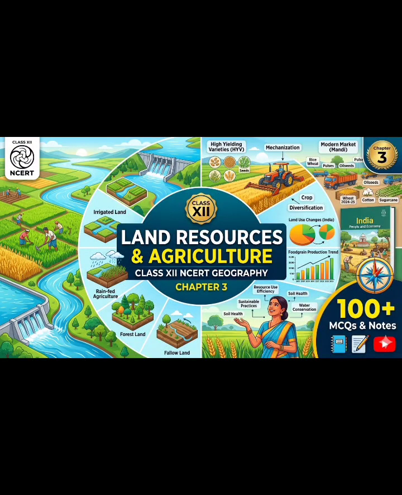Next point is pulses. Pulses are a very important ingredient of vegetarian food as these are rich sources of proteins. These are legume crops which increase the natural fertility of soils through nitrogen fixation. India is a leading producer of pulses in the world.